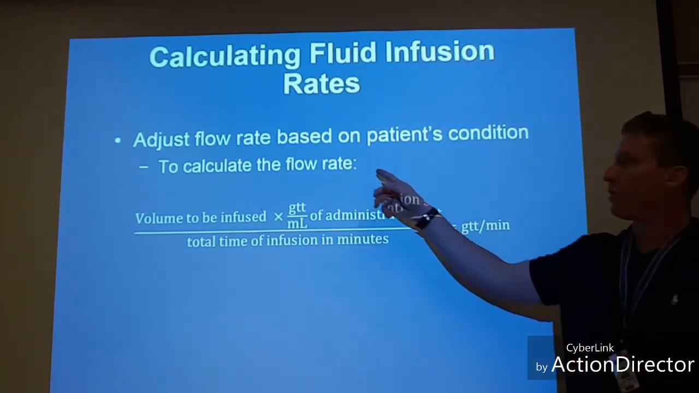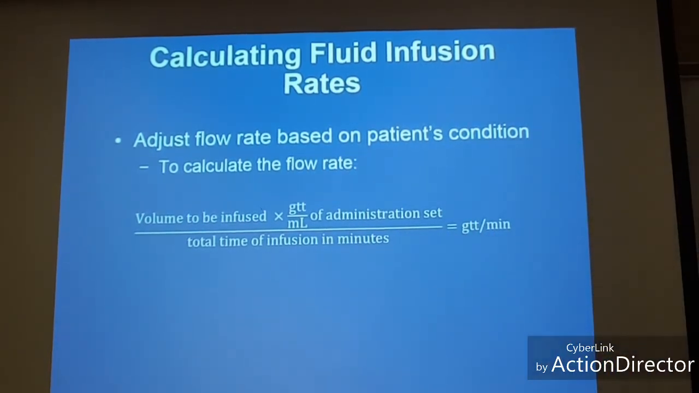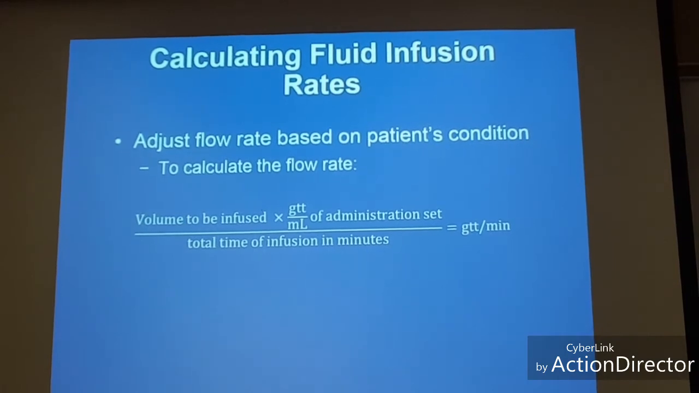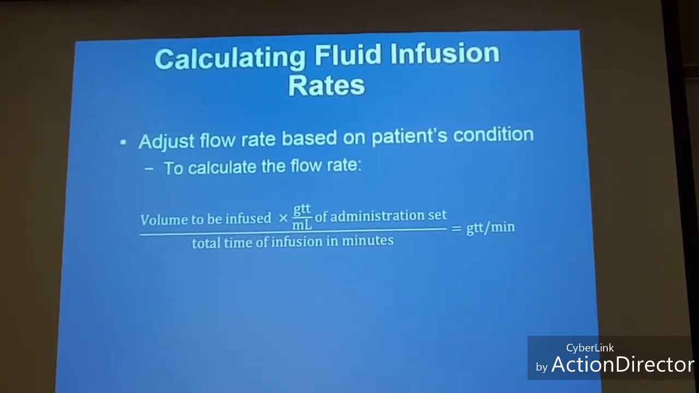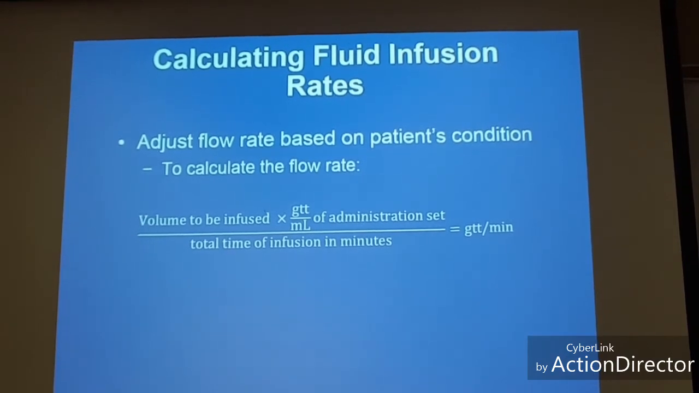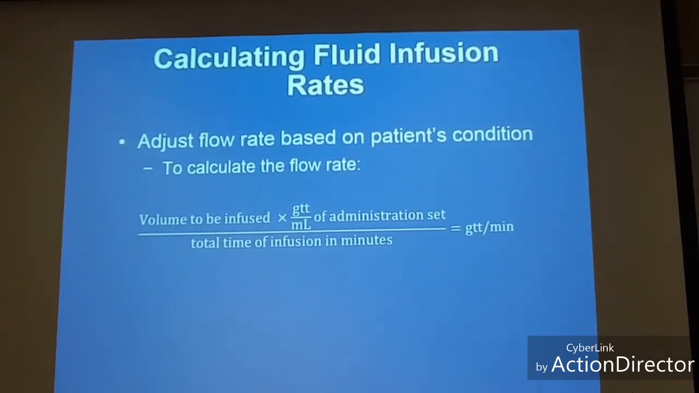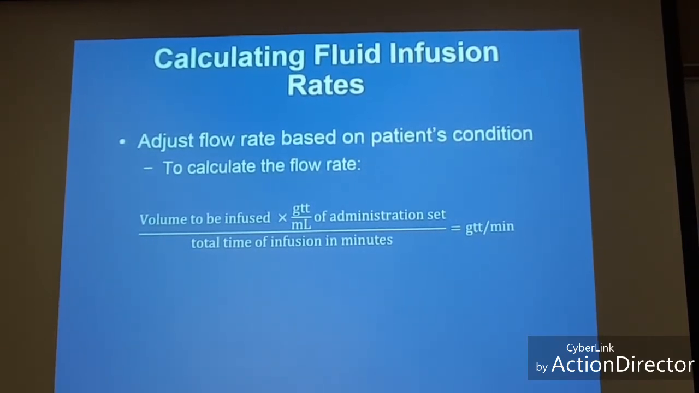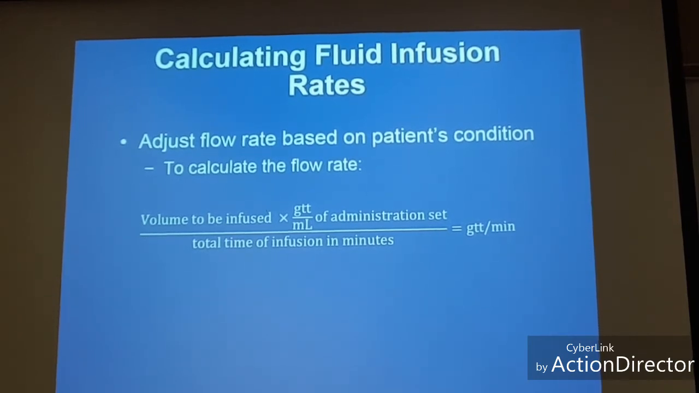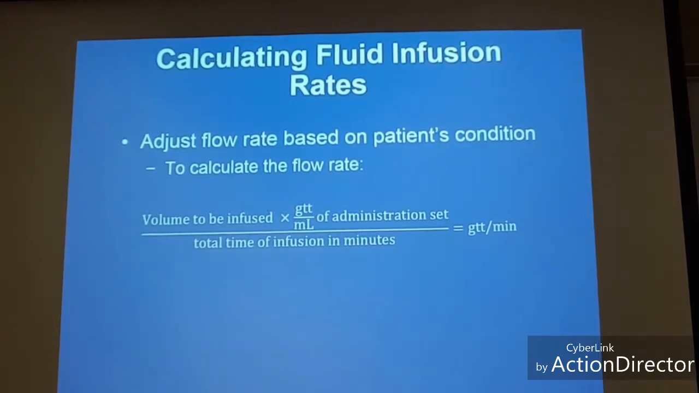Okay. So this is how I calculate my flow rate. Again, it's going to be the same way: give over have times my mLs, but it's going to be slightly different because we have to add in my drop set, and I have to add in over how long.